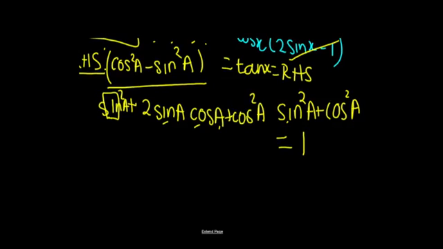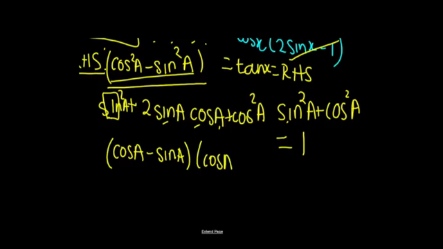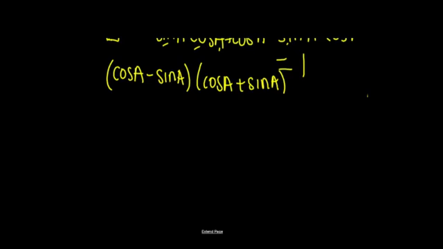Okay, now let's factorize. Numerator: cos squared a minus sine squared a, that's a difference of squares. So I factorize that into cos a minus sine a times cos a plus sine a. All right, and that's my numerator sorted. I can't really go any further with that.